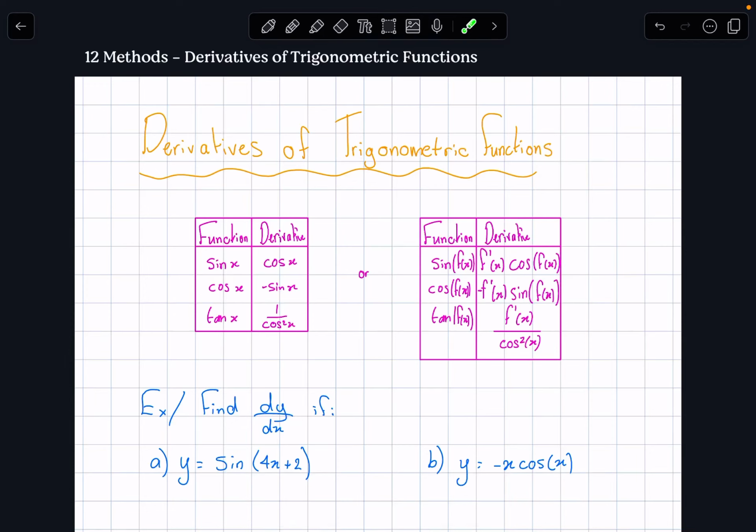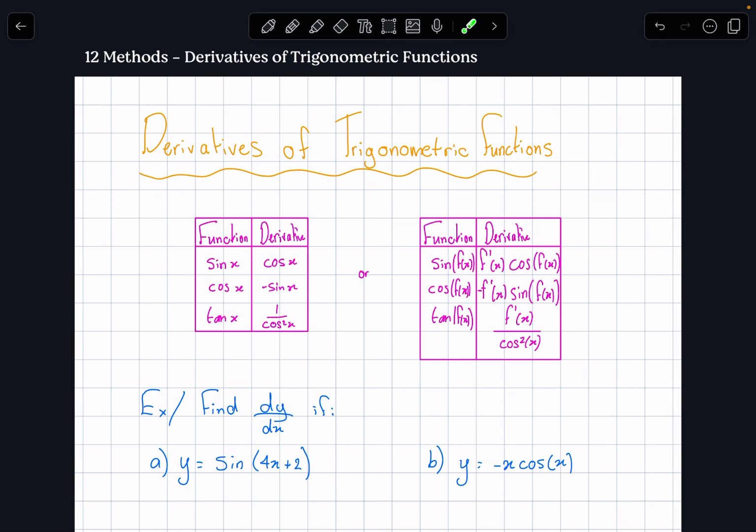G'day team, welcome back to another video on differential calculus, and today we're going to look at the derivatives of trigonometric functions. So when we've got our basic functions sine x, cos x, tan x, it's nice and easy because we don't have to do anything extra. All we have to do is flip sine x to cos x in the derivative. Cos x goes to negative sine x and tan x goes to 1 over cos squared of x.